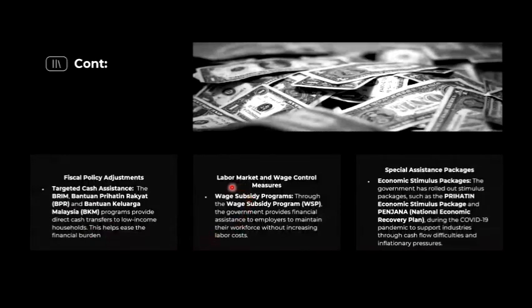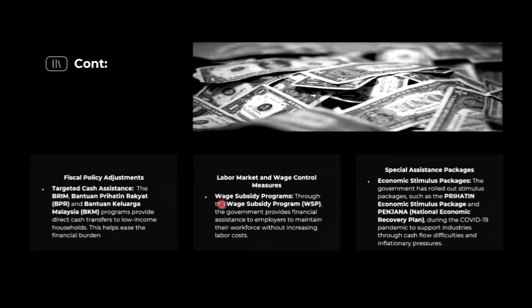And the fourth one, labour market and wage control measures. For example, the wage subsidy program. Through the wage subsidy program, the government provides financial assistance to employers to maintain their workforce without increasing labour costs. And the last one, the way to overcome inflation, special assistance package. For example, this one is to stimulate the economy.